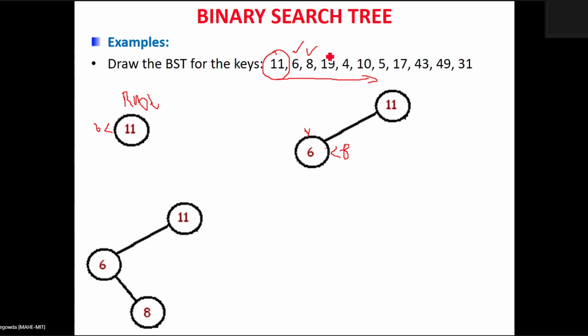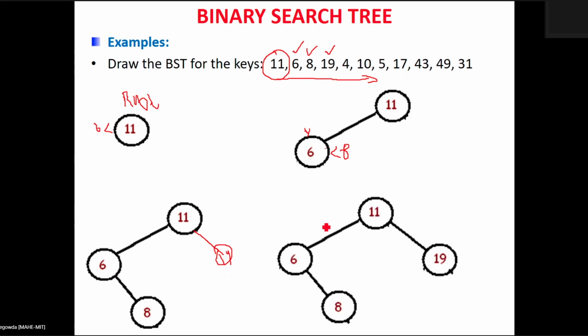Now 8 is done. Now the next number is nothing but 19. Again you have to start with the root node. So 19 is greater than 11, so it is going to be one of the nodes of the right subtree of 11. Okay, now there is no right subtree for the 11, so what you have to do is create one more node that should be added as the right child of the 11. Okay, so this becomes the 19. Now this is the result after inserting the 19 into the binary tree.